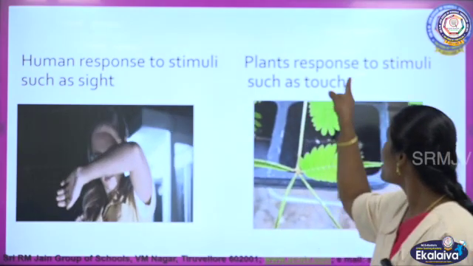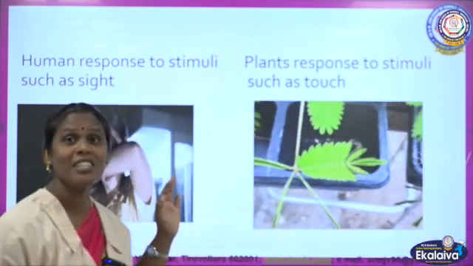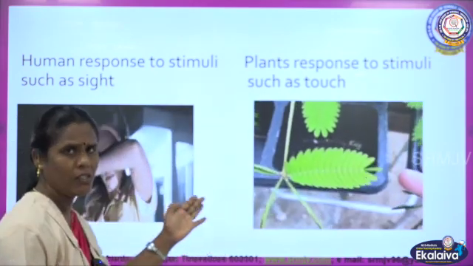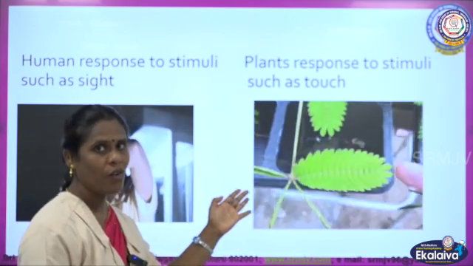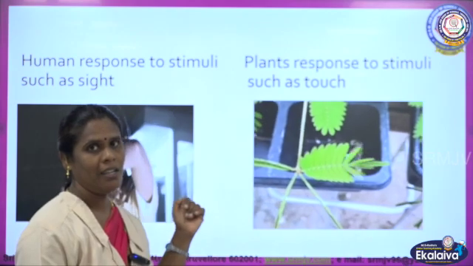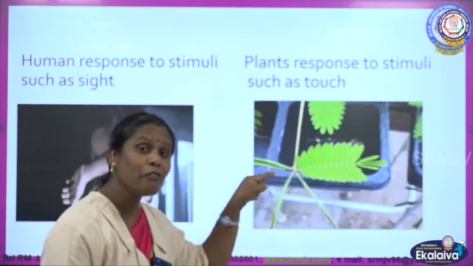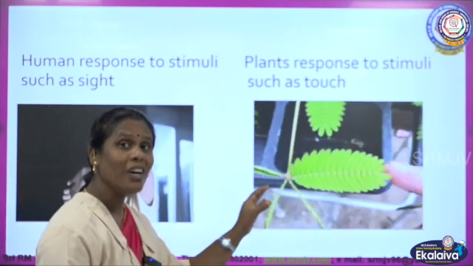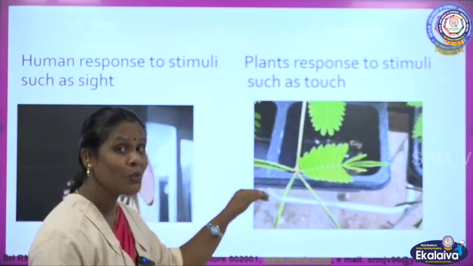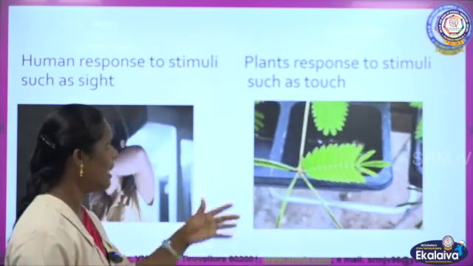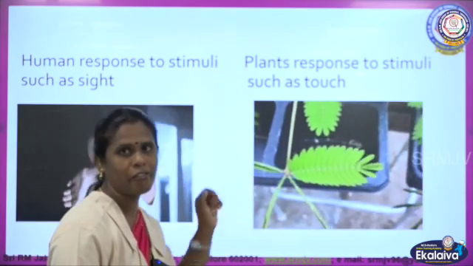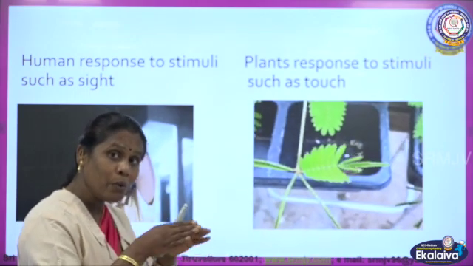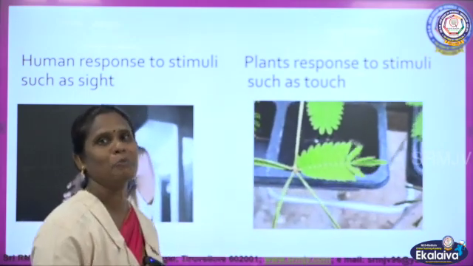Next, plants respond to stimuli such as touch. See, this is a plant. The touch-me-not plant, or Mimosa pudica, folds its leaves when you touch it. The loss of water pressure causes the leaf to fold. Here, when you touch the leaf, that is a stimulus. Automatically the leaves close, that is a response.